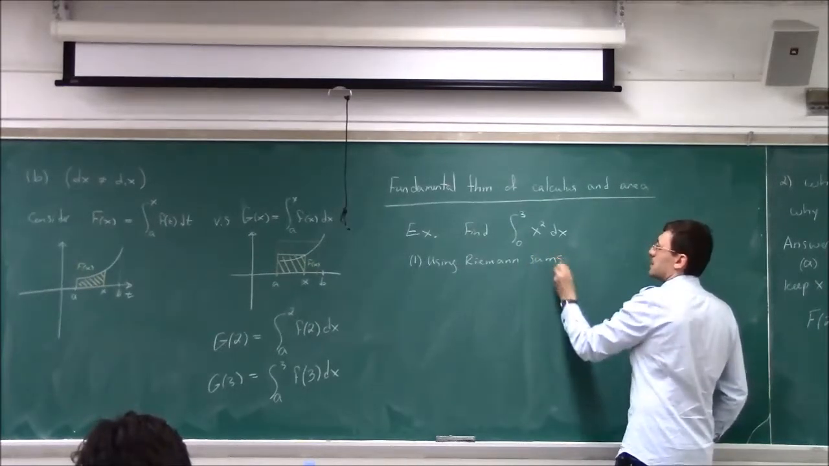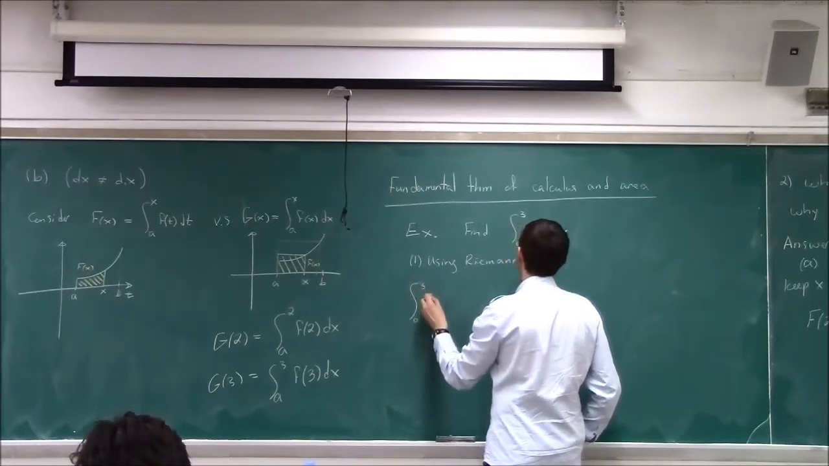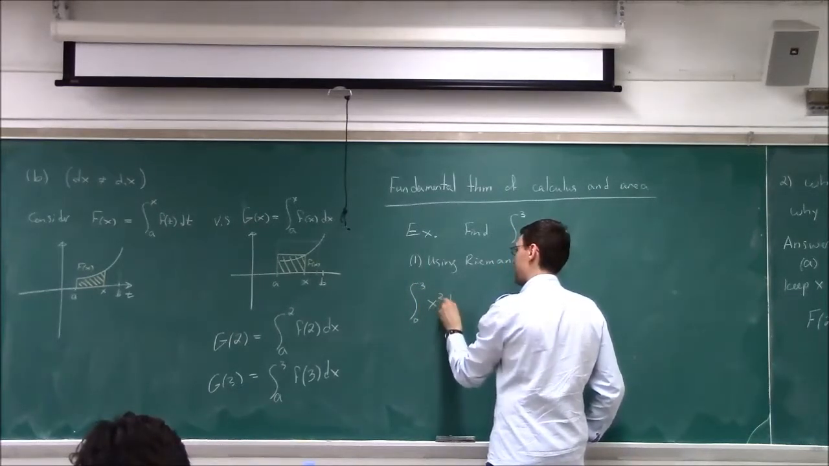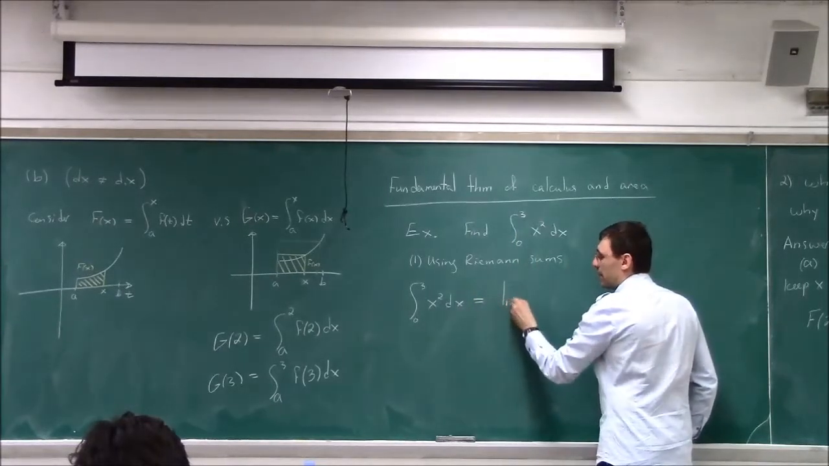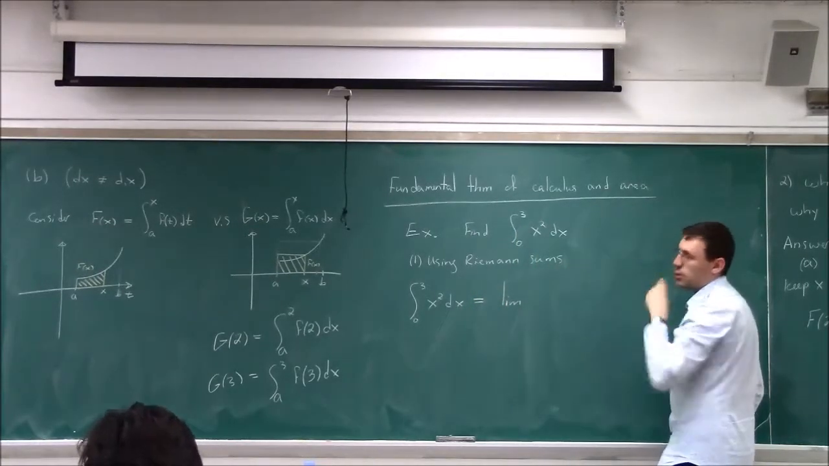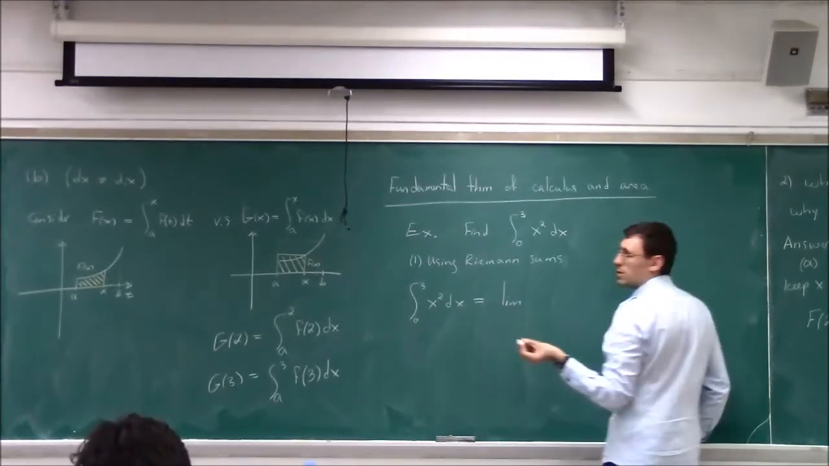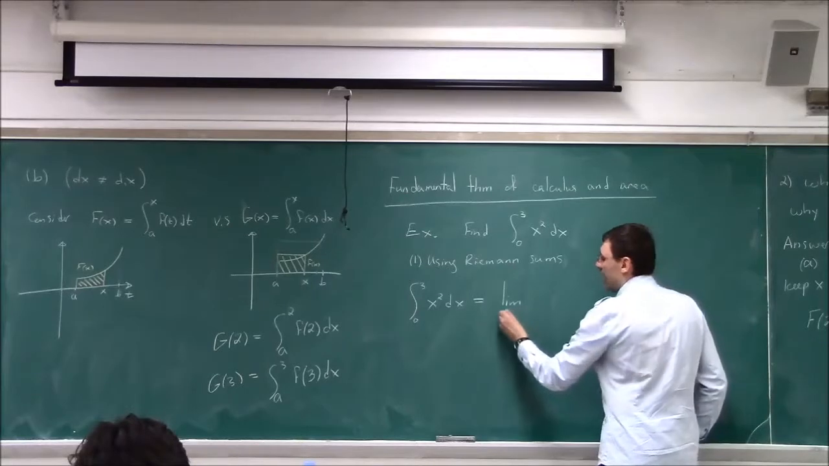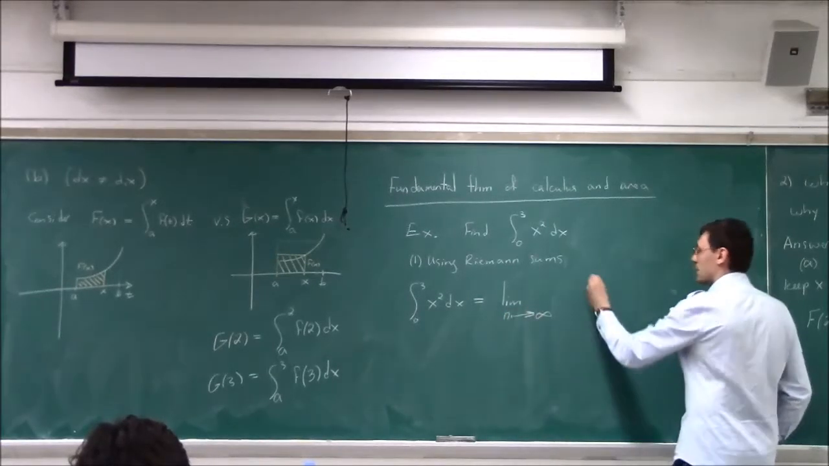Using Riemann sums, this would have been... Do you still remember how to set up this integral? There would be at least one question when you have to do it directly using Riemann sums. So you would have had to say limit as n goes to infinity. Can you tell me what I should write here?